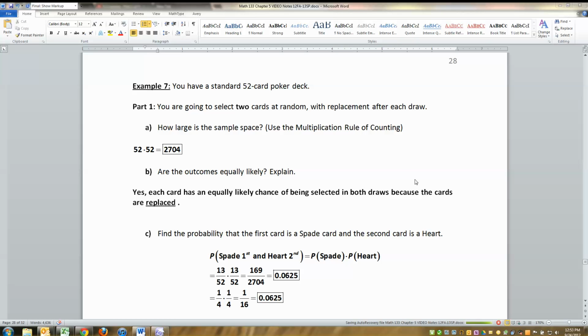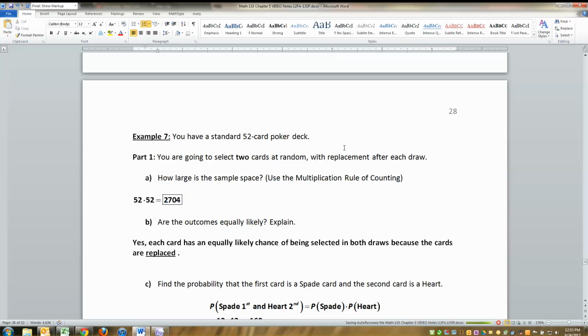Continue with the multiplication rule. We want to think about a poker deck, a standard 52 card poker deck, which is the kind of card deck you think of when you think of cards for most people. You're going to randomly select 2 cards, with replacement after each draw. So how large is the sample space?